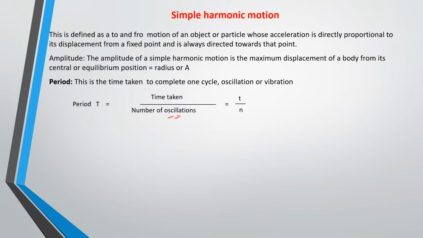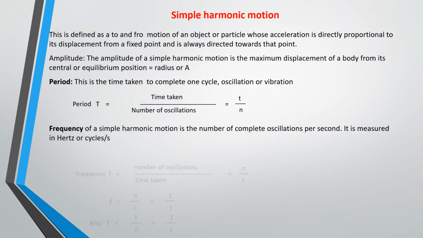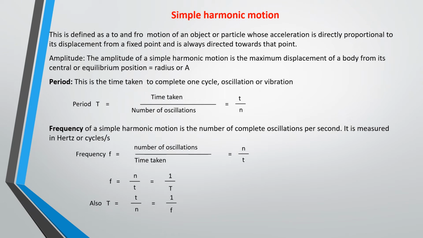The frequency is given as the number of cycles or oscillations per second. Number of cycles or oscillations per second gives you frequency. So frequency is given by f equals n over t. Number of cycles per second, that is frequency, right? And frequency is measured in hertz.